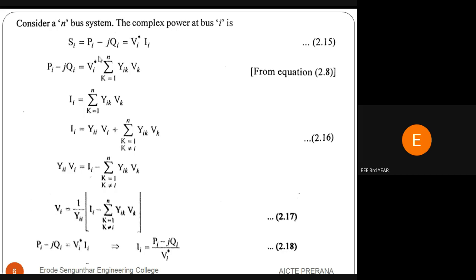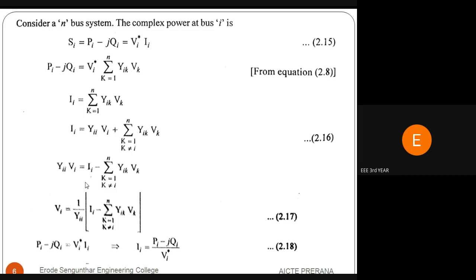Now we are taking from equation number 8, that is, Pi minus jQi is equal to Vi conjugate, summation of k equal to 1 to n Yik Vk. Where Ii is equal to summation of k equal to 1 to n Yik Vk, and substituting this in this equation, we get Ii equal to Yii Vi plus summation k equal to 1, k not equal to i, to n Yik Vk. Again we are rearranging it; we have already done it.